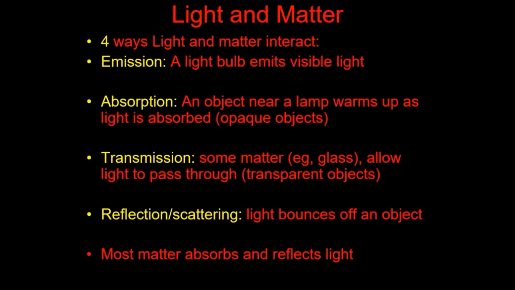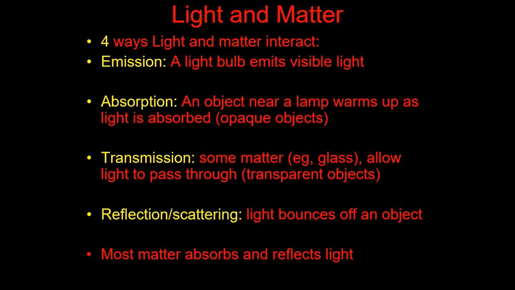Light can be emitted, such as a light bulb or the sun. Light can be absorbed. That means take an object, put it near a lamp, it will warm up. Light is also transmitted, as we've discussed in one of these previous slides, where some material will allow light to pass through, it's transparent, and others will not. And then you have reflection and scattering that we just discussed, where light bounces off an object.